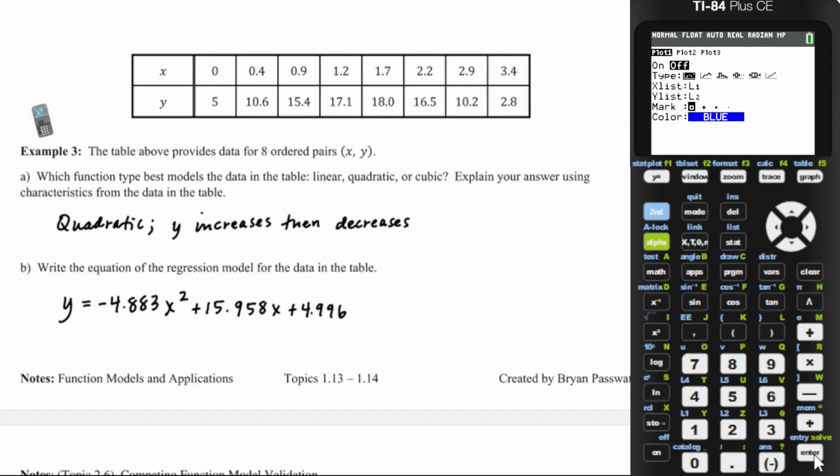I'm going to go to plot 1. I'm going to just turn it on, and then I'm going to go to zoom to stat right there, zoom 9. And I'm going to ask it just to graph that, and oh look, there are my data points, and there's my regression equation going right through them. So this is a really good equation.